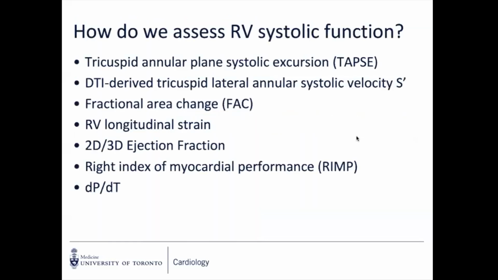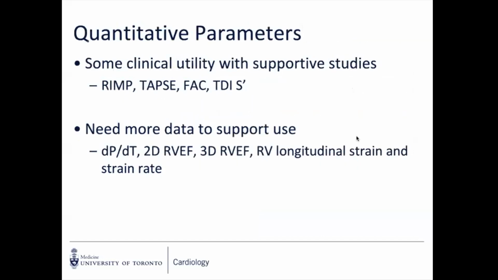Now moving on to RV systolic function. There are many different modalities that we can use. The amount of evidence we have for each I'll go through, but generally TAPSE or S prime, fractional area change, RV longitudinal strain, 2D and 3D echo RVEF, the right index of myocardial performance, and then our pressure gradient with our TR jet. With respect to these quantitative parameters, the ones that have some clinical utility and studies supporting them are myocardial performance, TAPSE, fractional area change, and S prime.